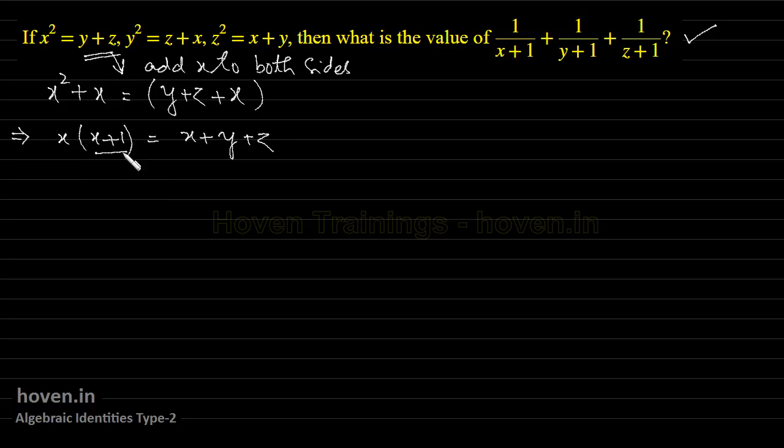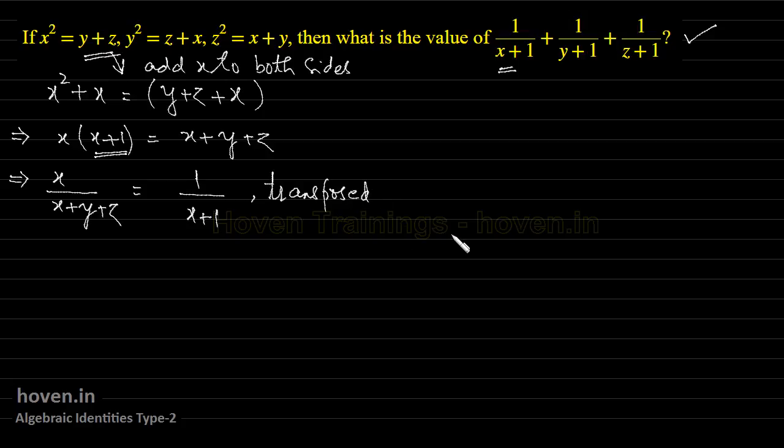Now x plus 1 comes here. The same is here. So I'll try to get x plus 1, isolate it, which implies x by x plus y plus z is equal to 1 by x plus 1. We have transposed. Transposing is bringing one expression down and the other one down this side.